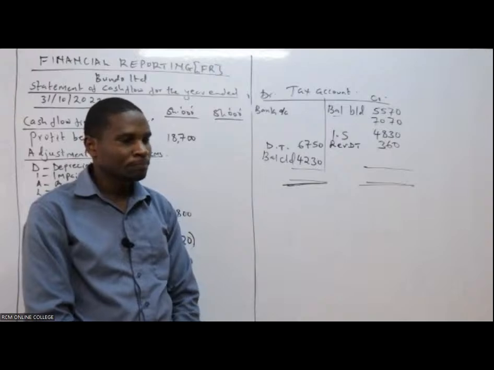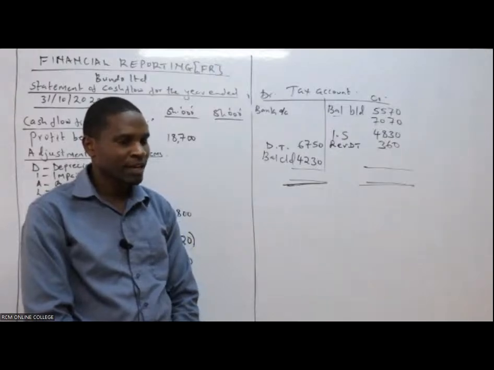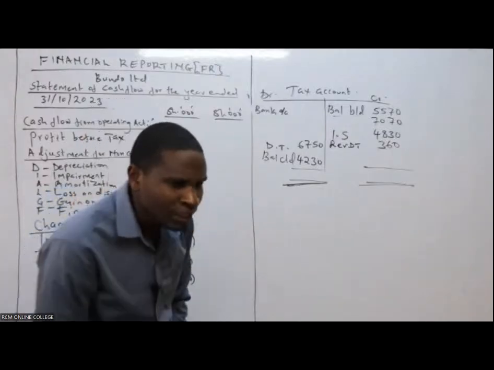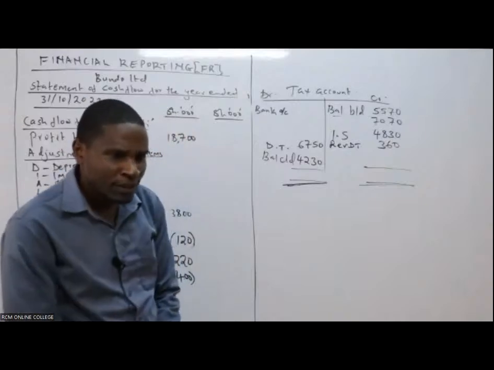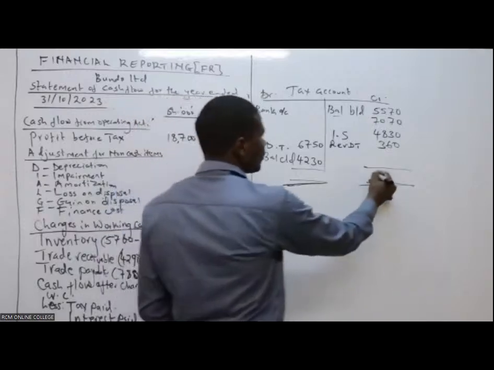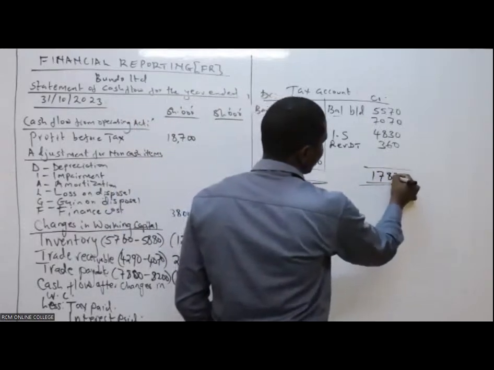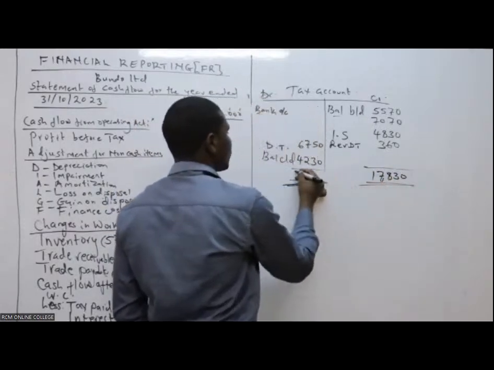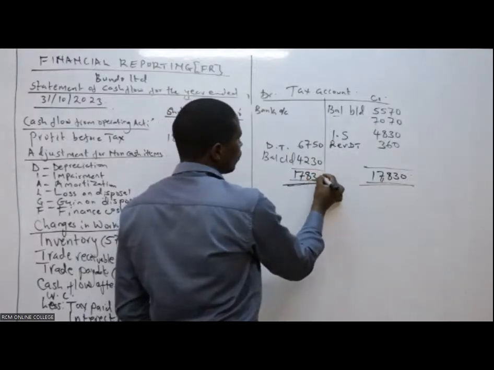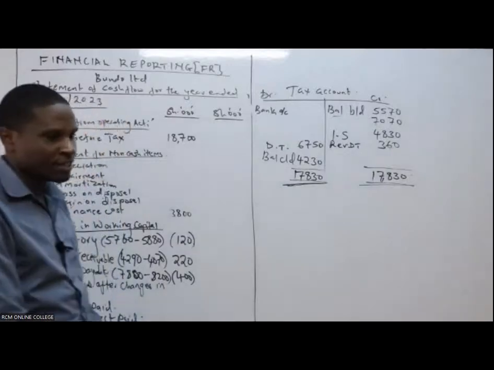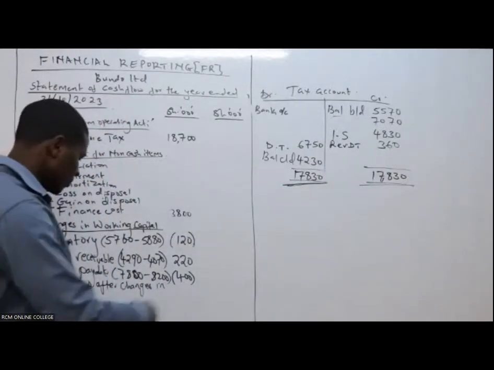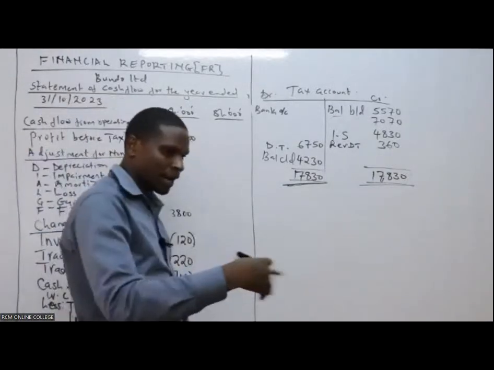What's the total? 17,830. 17,830 paka hapa ni 17,830. Toa hizo mbili tupate what was the tax that was paid. And something which is paid, it is reducing our cash.